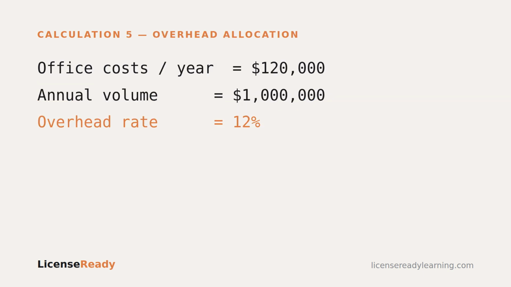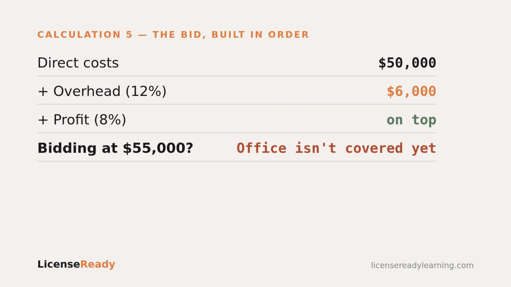Number 5. Overhead and break even. The math that decides whether your bid makes money or just makes noise. Your office costs, rent, insurance, office salaries, run $120,000 a year, and you expect to do a million in annual volume. That's 12% overhead. If you want an 8% profit, a job that costs you $50,000 in direct costs can't be a bid at 55. You haven't covered your own office yet. Costs plus 12% overhead plus profit on top. That's the structure the exam wants you to walk through, step by step, in order.